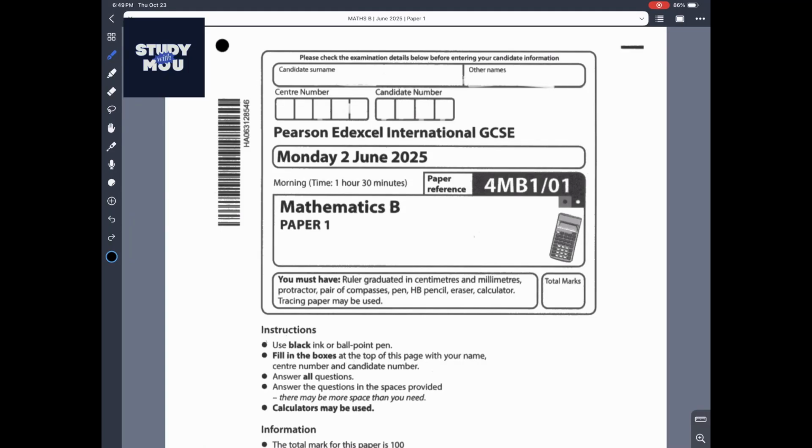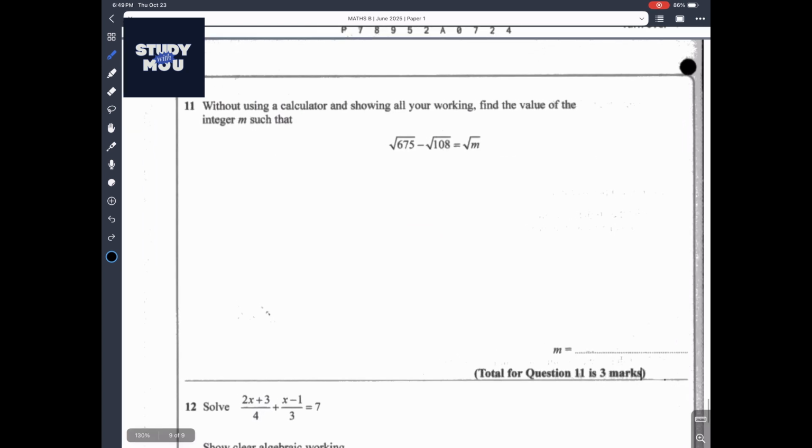So today we will be doing Maths B, May-June 2025, Paper 1, question number 11. Without using a calculator and showing all your working, find the value of the integer m such that root 675 minus root 108 equals root m.